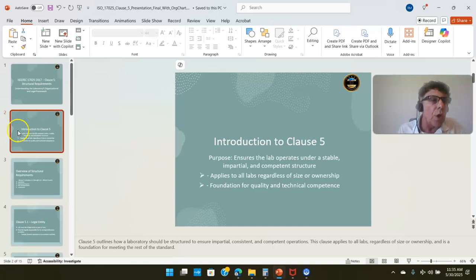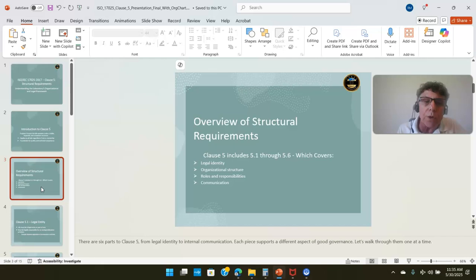So the overall structural requirements in Clause 5, there are literally 6 subclauses, which includes subclauses 5.1 through 5.6, which really covers your legal identity, the organizational structure, roles and responsibility, and the communication of those roles and responsibility and other things. Like I said, there are 6 parts to Clause 5, from legal identity to internal communication, and each piece of this supports a different aspect of good governance. So let's walk through each of these subclause elements one at a time.